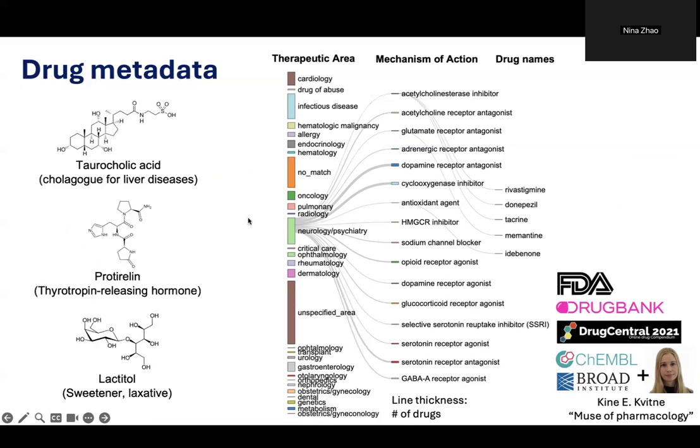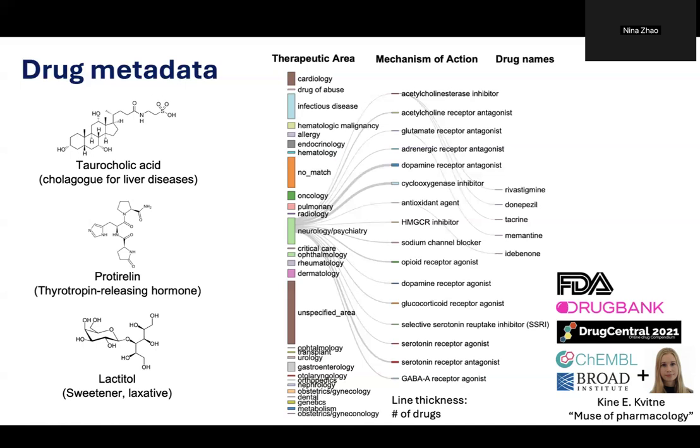However, when we used this resource, we noticed another problem. There are not only drugs, but also some endogenous molecules included in our drug library. This is because these endogenous or food-derived molecules can sometimes also be used as a drug. For example, cholic acid, a bile acid, can be used for liver disease. There are hormones used for endocrine disease, and there's even a food sweetener included in the drug library because it can also be used as a laxative.